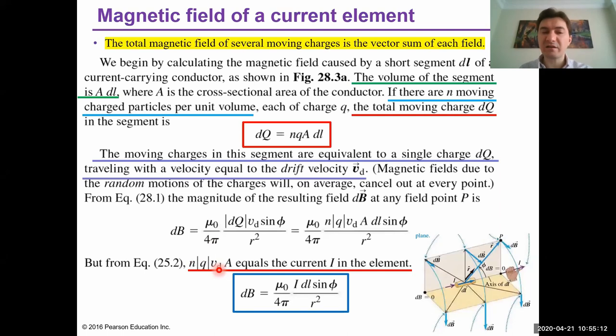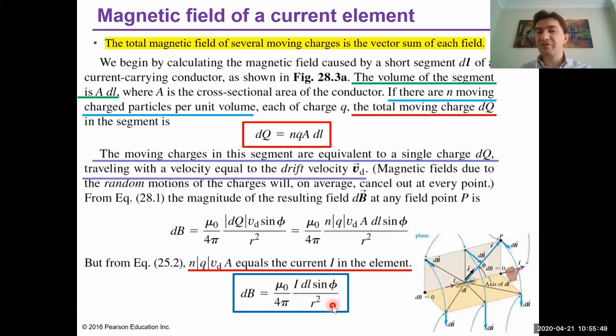This is current density J. If you multiply this current density with A, then you can calculate the current in the element. We have done it in previous lectures. So instead of qvdA, just use current and put it into the equation. Here we have dB, the magnetic field produced by that current element, given by mu 0 over 4 pi, the current in the element, and the length of the element, and sine phi over r squared.